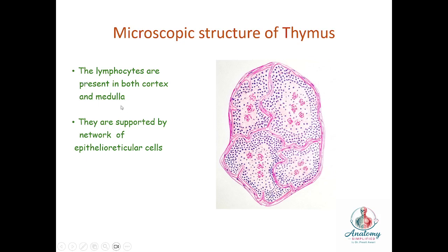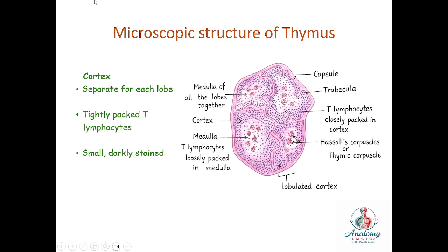So, which lymphocytes will be there? These will be the T lymphocytes. And they are supported by a network of epithelio-reticular cells. We can't make out the epithelio-reticular cells, but nuclei can be seen. Now we'll see the specifications of the cortex here.